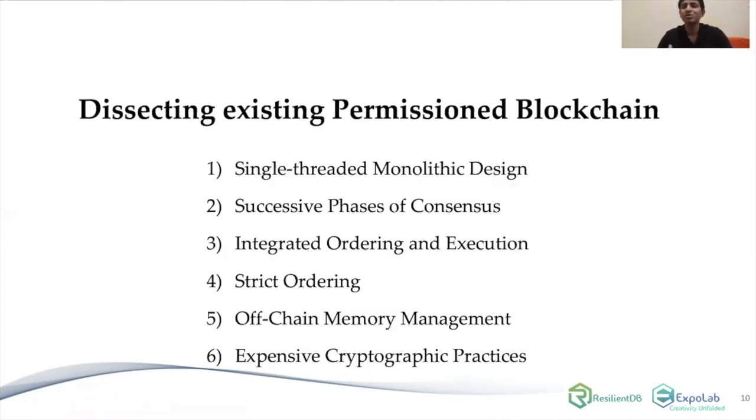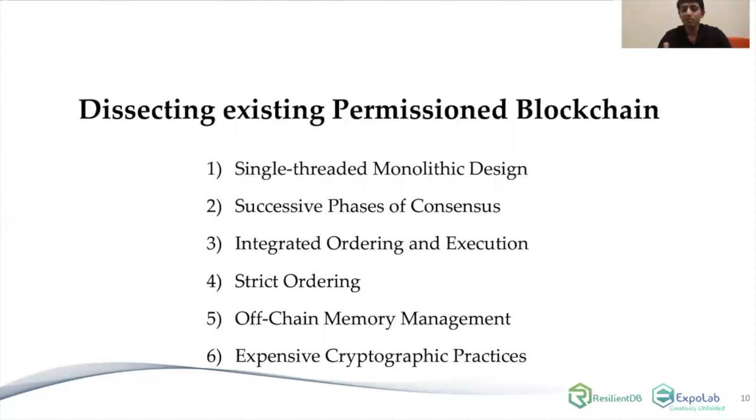So our first step was to dissect existing permissioned blockchain systems. On dissecting these systems, we found the following. Most of the systems employ a single-threaded monolithic design. They employ no parallelism. The BFT protocols that these systems use have multiple phases, and they can be easily parallelized or pipelined, but these systems avoid doing that. These systems integrate ordering and execution, while they can be easily separated across threads or replicas. The BFT protocols they use require strict ordering, but it's easily possible to relax this.